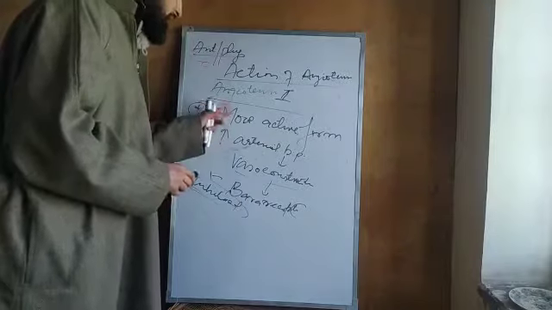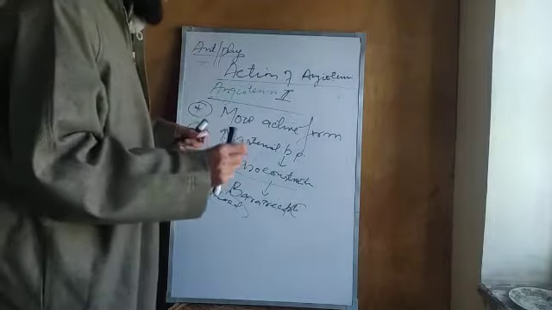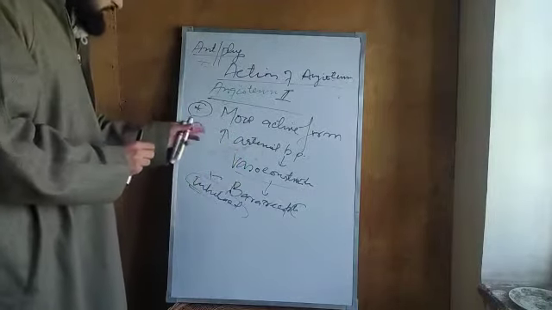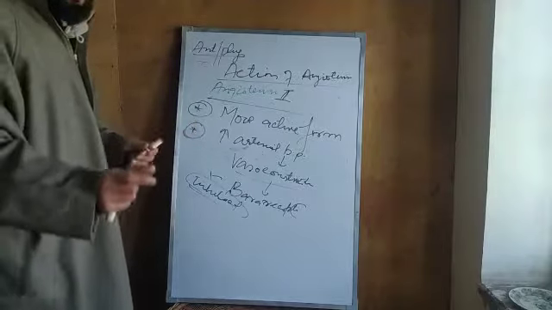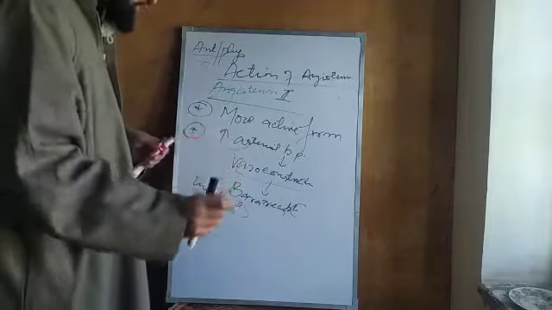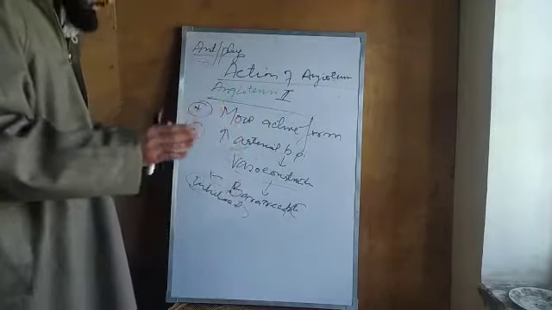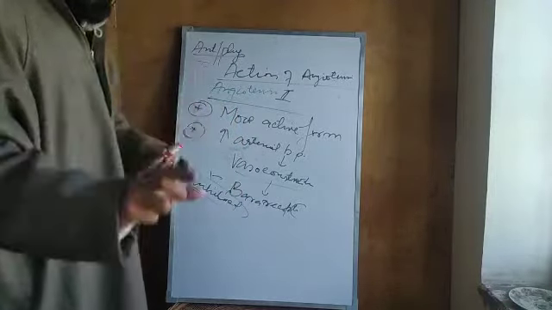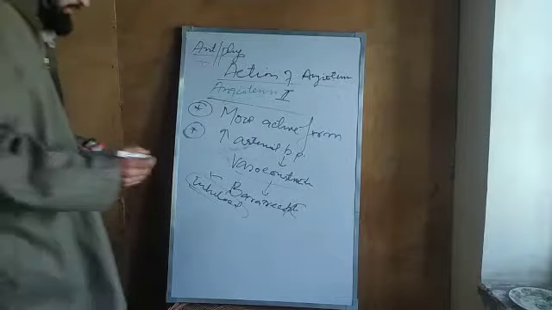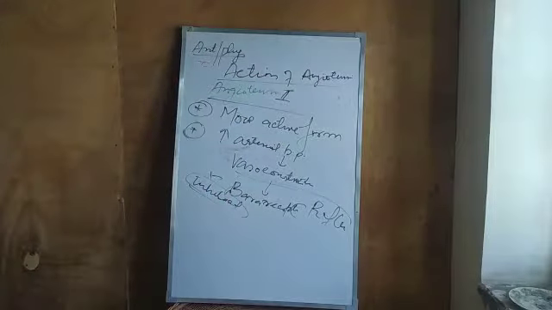Firstly, I discussed angiotensin second, it is the most active form present in the human body. Second point is that it increases the arterial blood pressure by causing vasoconstriction. The baroreceptors are actually inhibited. Now the second function is that the baroreceptor reflex is inhibited.